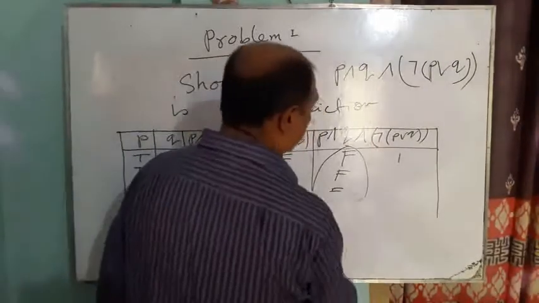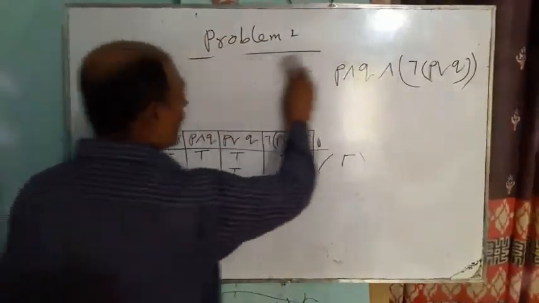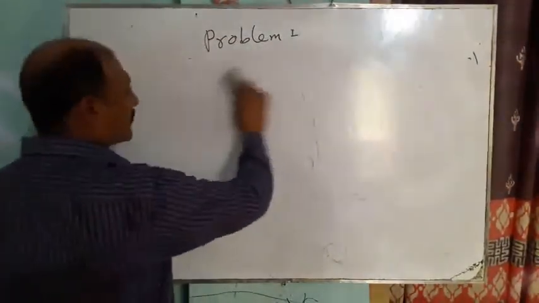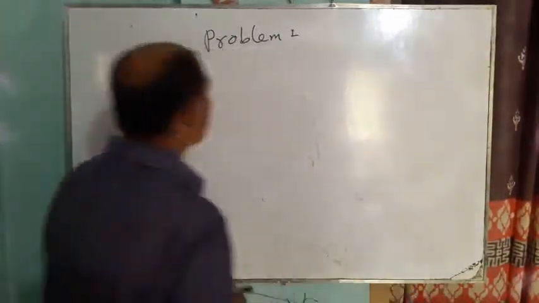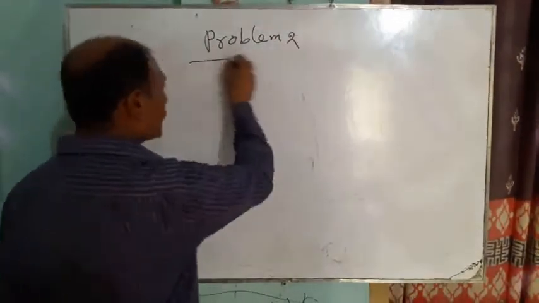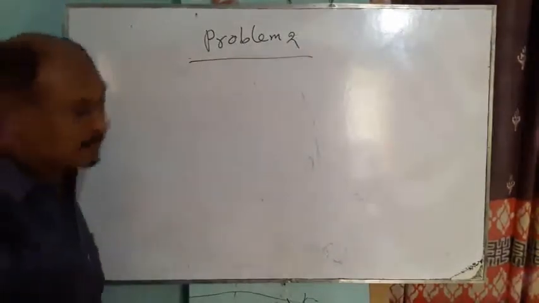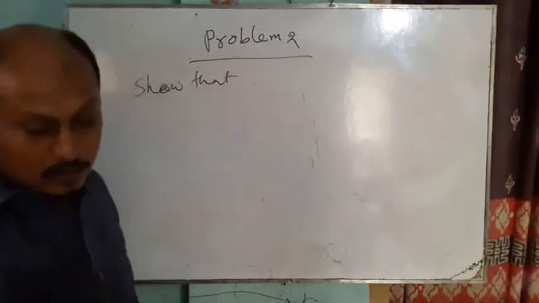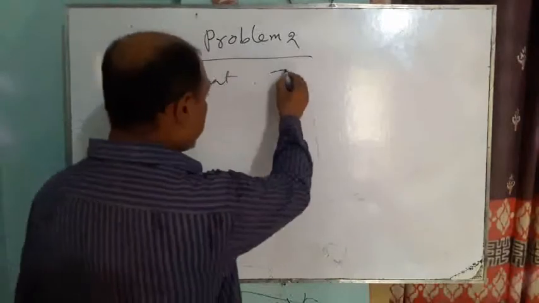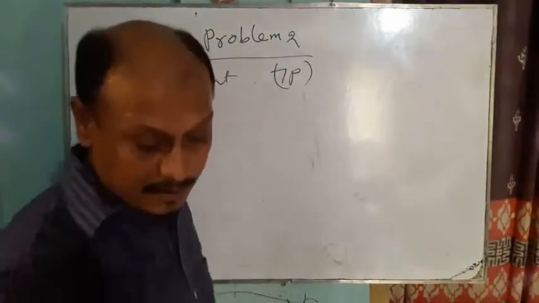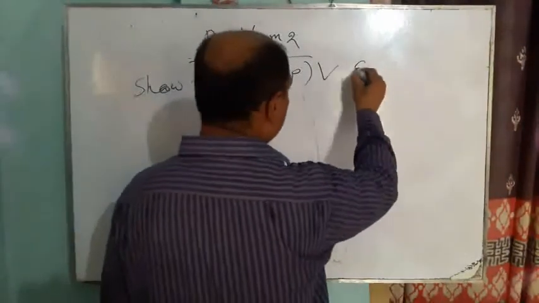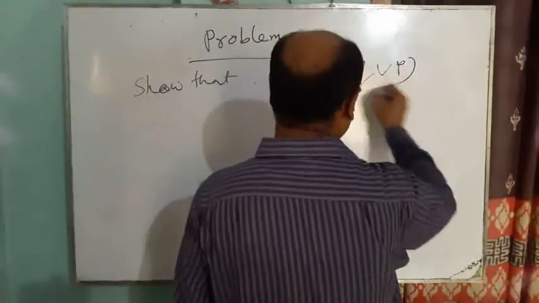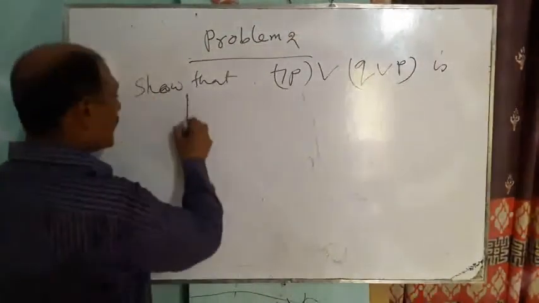We can solve another problem. Problem 2. Show that negative P disjunction Q disjunction P is a tautology.